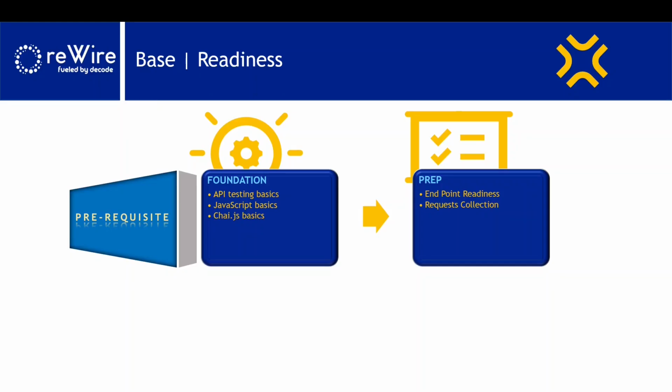Okay, foundation: the end user should have API testing basics. That is the prime one, and the second one is JavaScript basics, and the third one is Chai.js basics. Because these three are the components that are required for API testing, which we are going to do from the Postman side. That is the foundation one should have before starting any of the scripts.